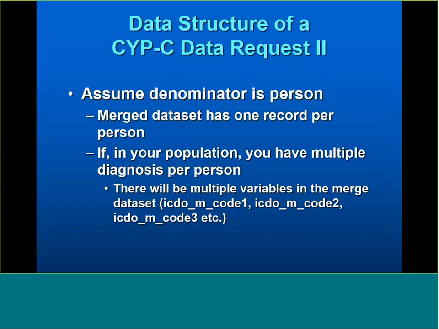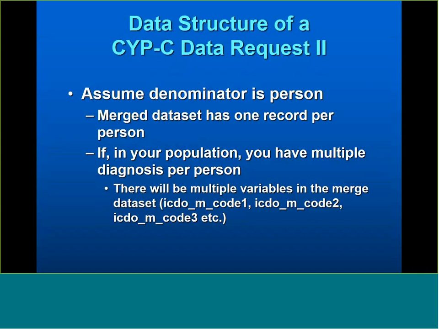So as an example, if the denominator is a person in a merged flat file, the merged data set then has one record per person. And if in your population you have multiple diagnoses per person, there will be multiple variables in the data set that are referring to all of the variables that you were interested in for each diagnosis. So basically the data set is getting much wider instead of longer. So instead of appending more observations, we're appending variables out to the side.